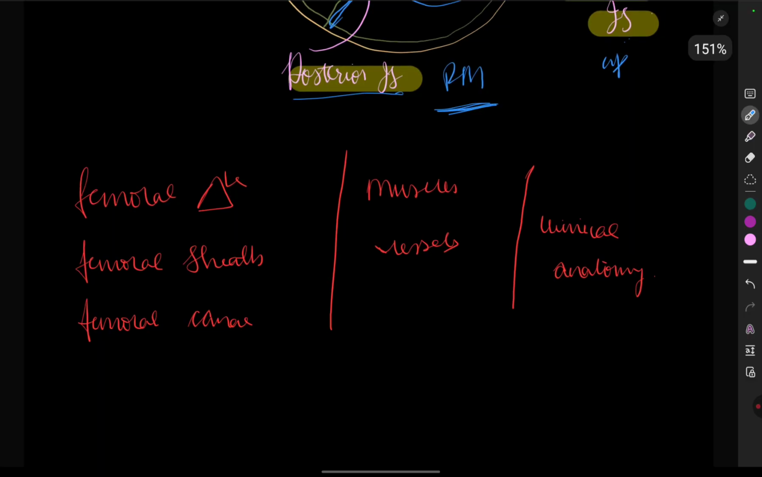We studied the thigh, the compartments of the thigh, the superficial fascia, the deep fascia, types of the superficial fascia, the saphenous opening, the cutaneous arteries, cutaneous nerves, cutaneous veins. Then we studied the lymphatics and the intermuscular septa, the bursa, deep bursa, superficial bursa, and a lot.